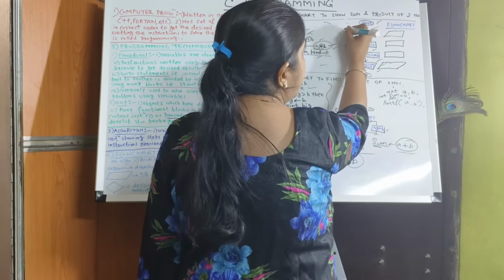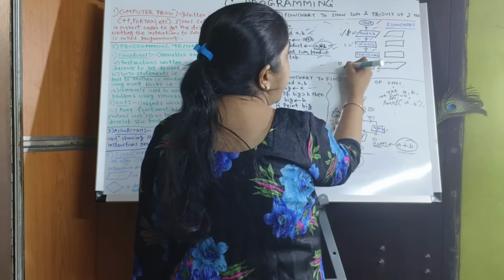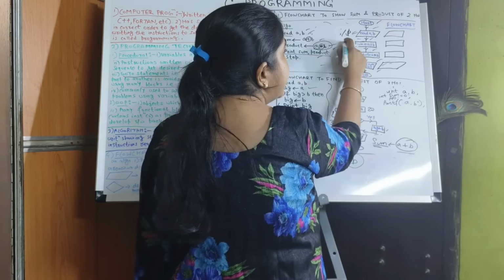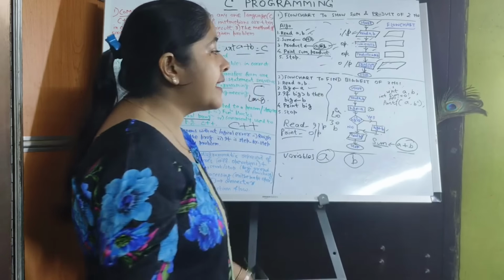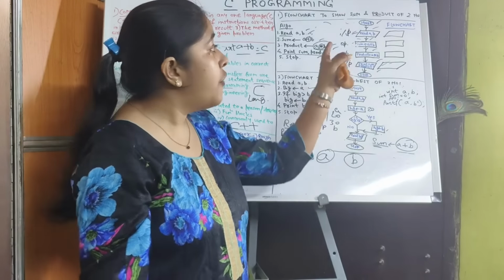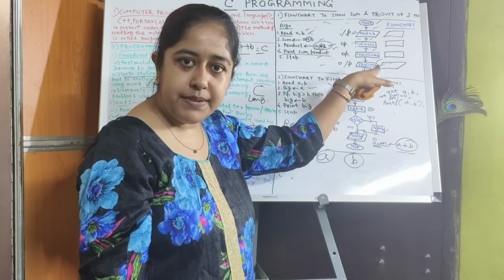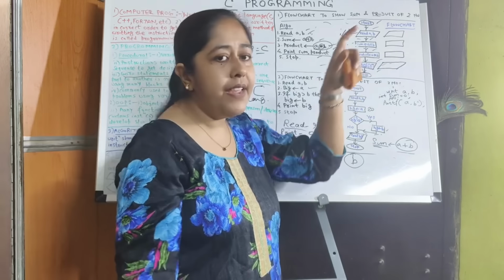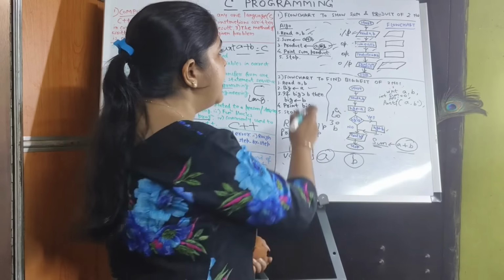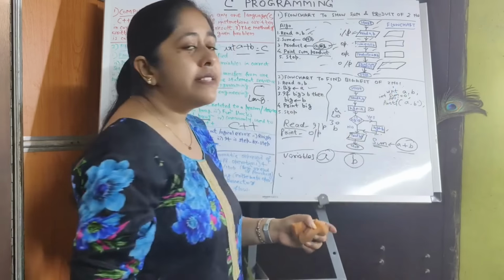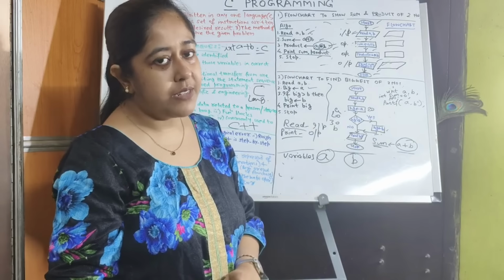So this is my input in this case, this is my output in this case, and these are the operators. These are the processing statements, and whenever you have processing statements, the sign will be a simple rectangle. So the whole process is done, then Stop means this. This is the end of my flowchart.